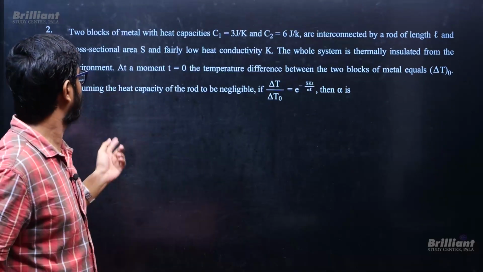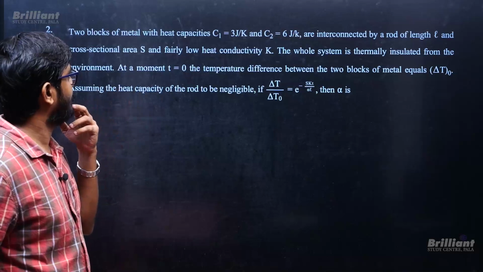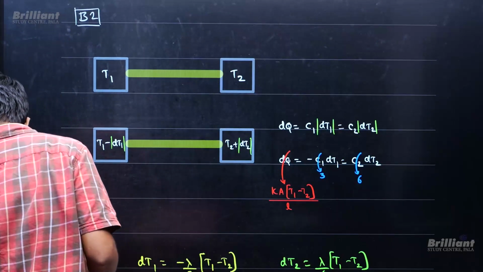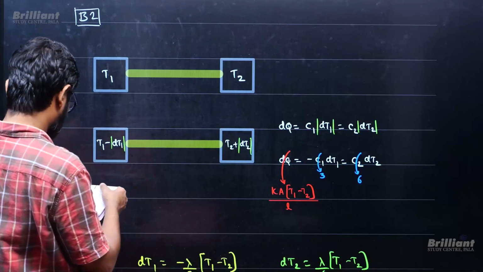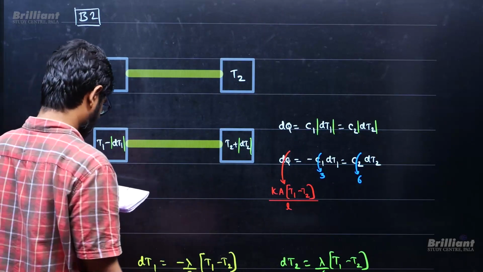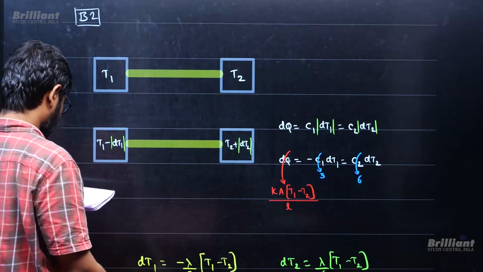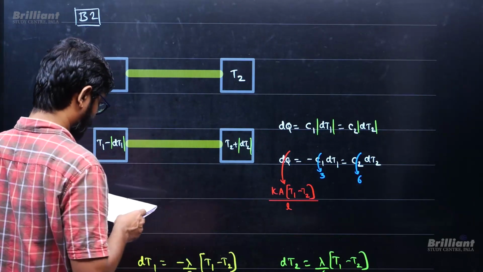Then, two blocks of metal with heat capacities. Okay, so I will be reading the question. Two blocks with metal heat capacities 3 and 6 are interconnected by a rod of length L and cross section area. I think this kind of question already came in your exam.